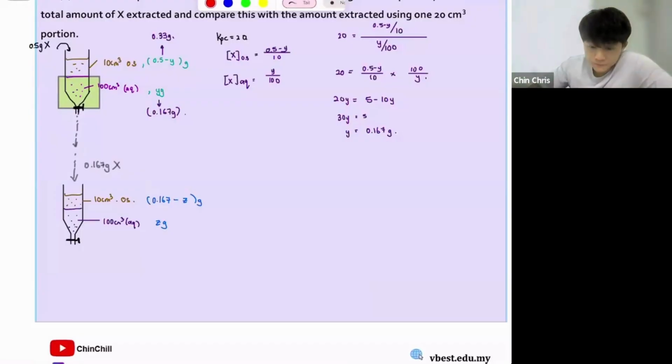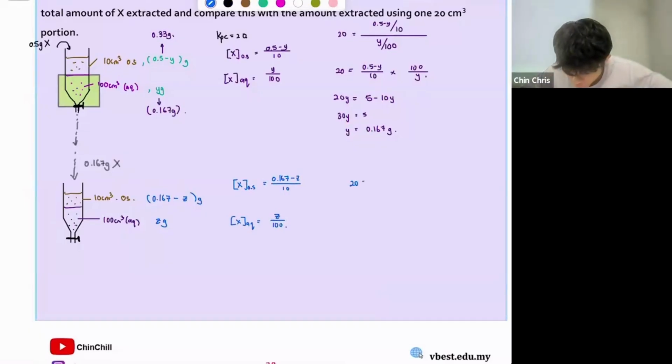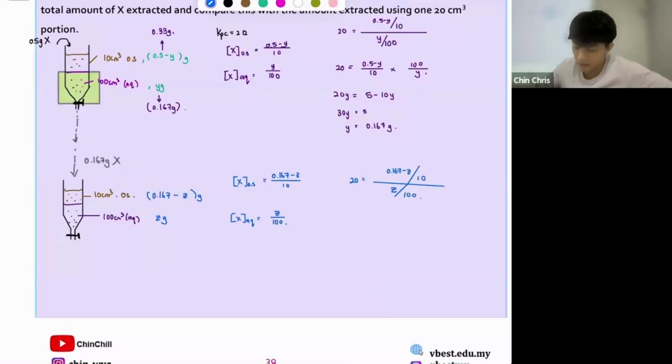Okay, so my concentration of X in organic solvent this time is (0.167 minus Z) over 10. Concentration of X in aqueous is going to be Z over 100. Sub it into my KPC: 20 equals (0.167 minus Z) divide by 10 over Z divide by 100. Then do your maths.